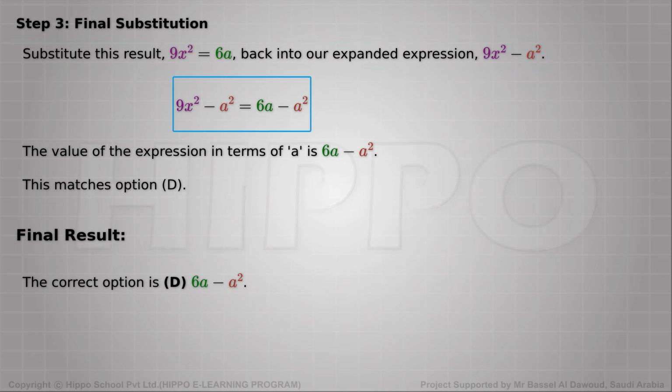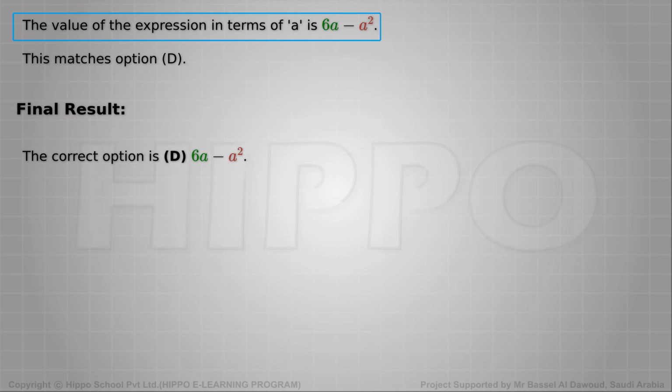So for our final step, we take our simplified expression 9x squared minus a squared, and we substitute 6a in place of 9x squared. As you can see in the equation on the screen, this gives us our final answer, 6a squared. So let's look at the final result. The value of the expression is 6a squared.